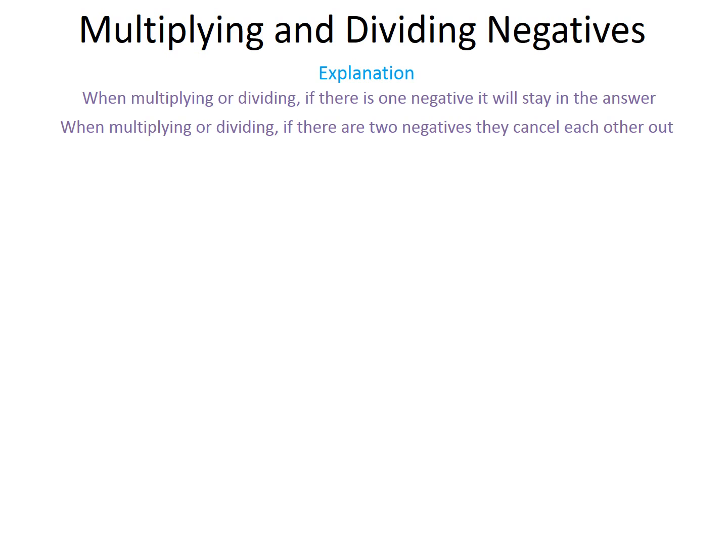Okay, getting into this now, when we multiply or divide, if there's one negative, it's going to stay in the answer, but if there's two negatives, they're going to cancel each other out. You might remember that from last year. And so if we've got negative 3 times 2, there's only one negative number here. That means the answer is going to be negative. So I just do 3 times 2 like normal and get 6. Because there's one negative, my answer is negative.